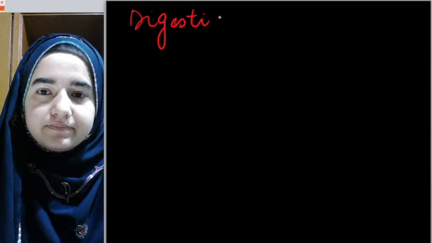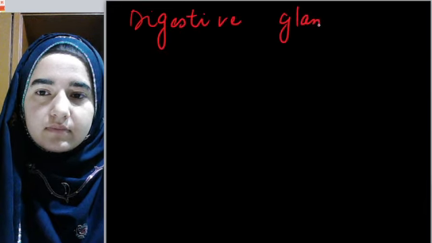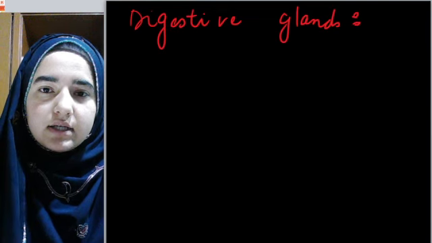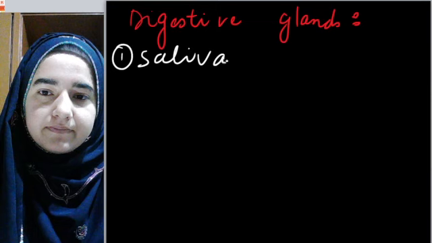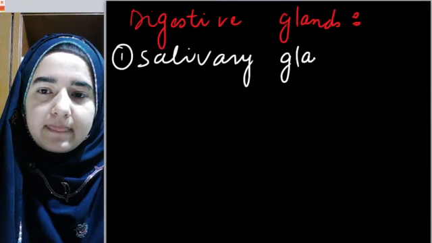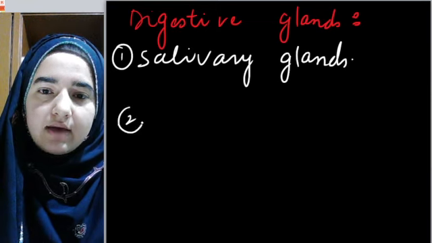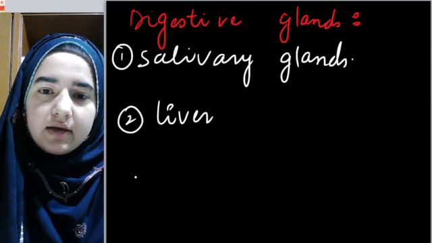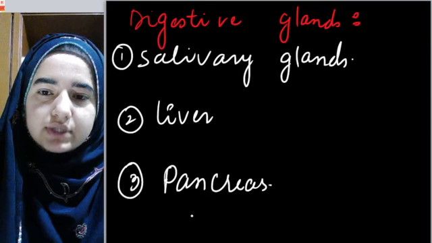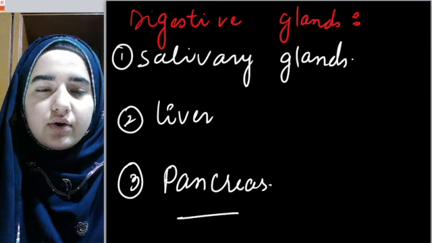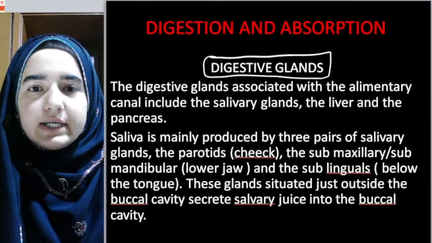Digestive glands include first salivary glands, then we have liver, and finally we have pancreas. And they are associated with the alimentary canal in order to help us in digestion.